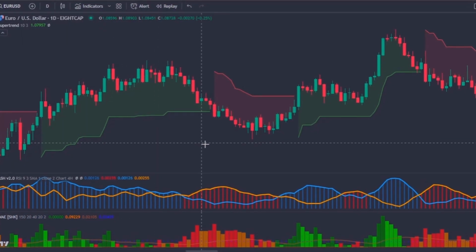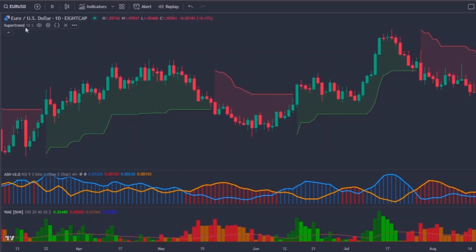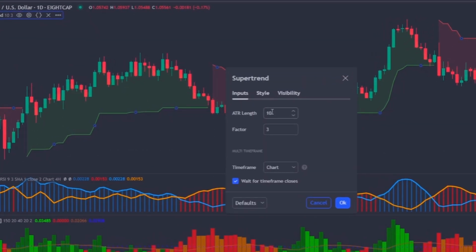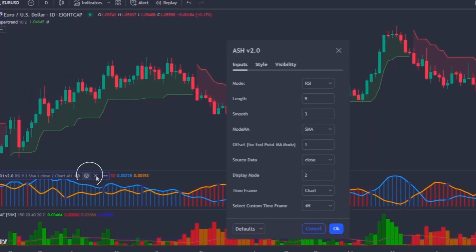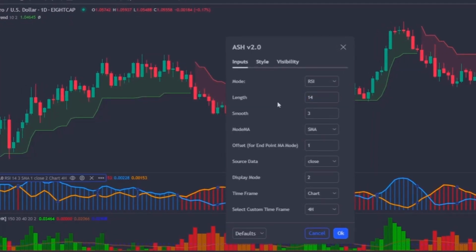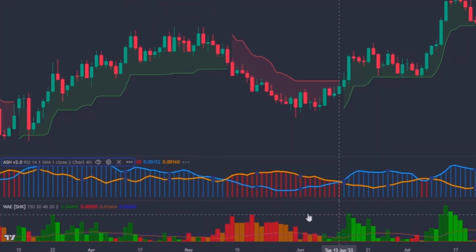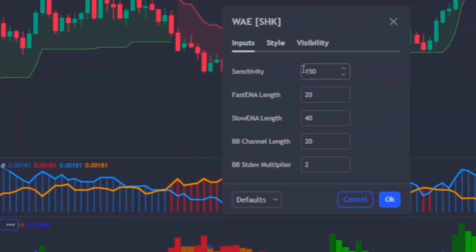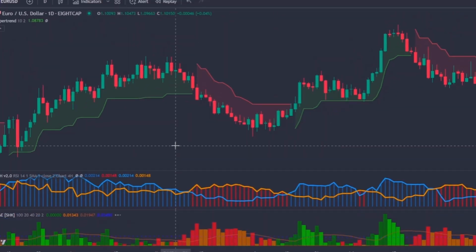Now, to increase the accuracy of this system, let's improve some settings. For the Super Trend indicator, we will need to use a length of 10 and a factor of 2. For the Absolute Strength histogram, we'll need to change the length to 14 and the smooth to 1. And finally, for the Waddah Attar Explosion, we only need to change the sensitivity to 100.